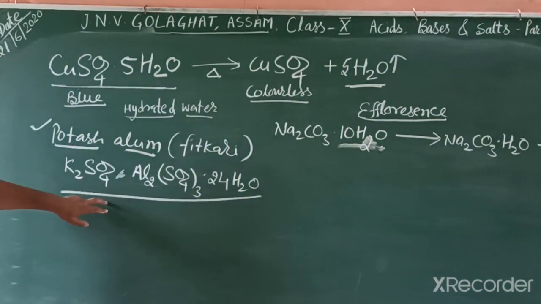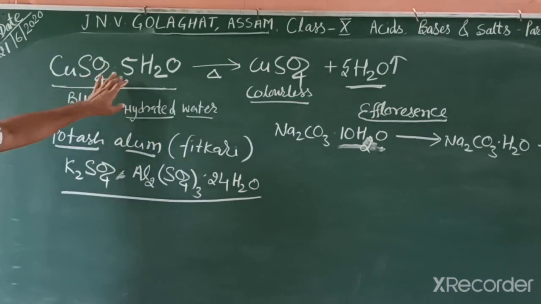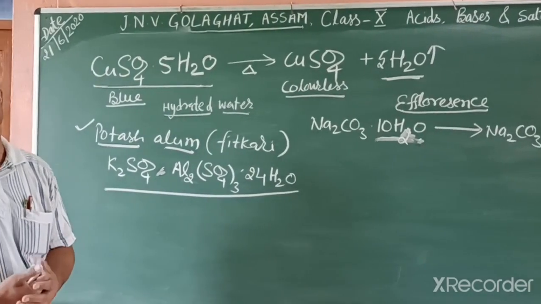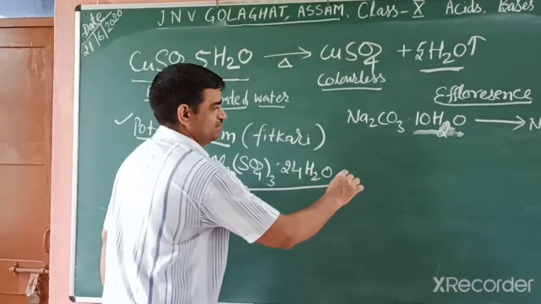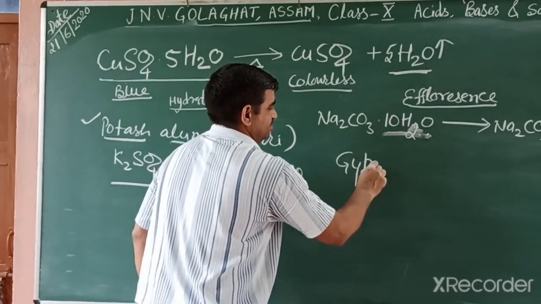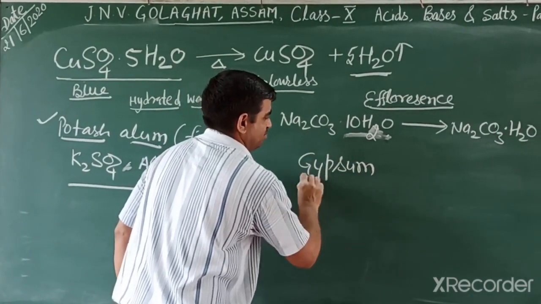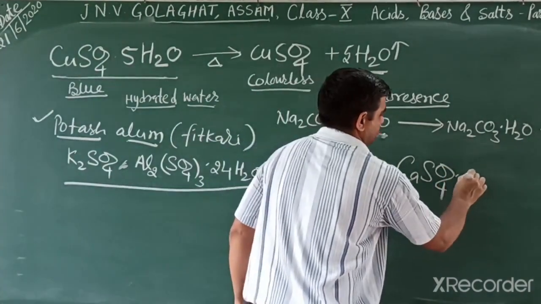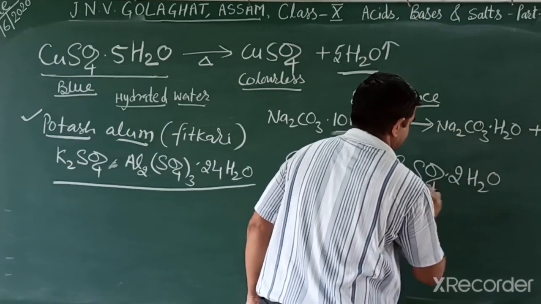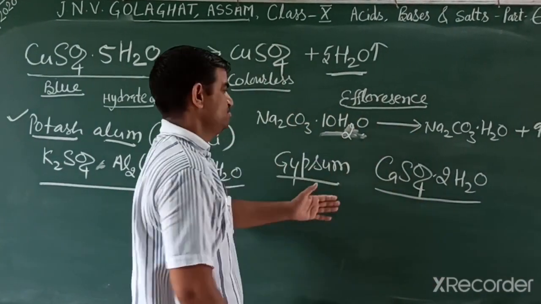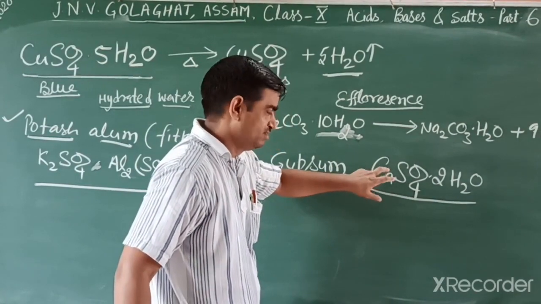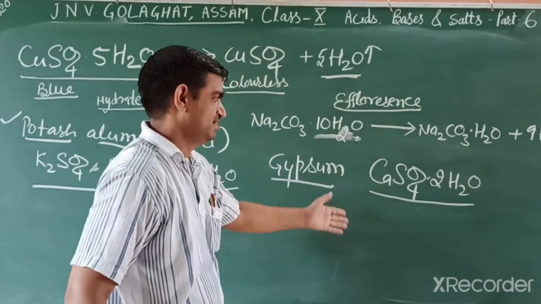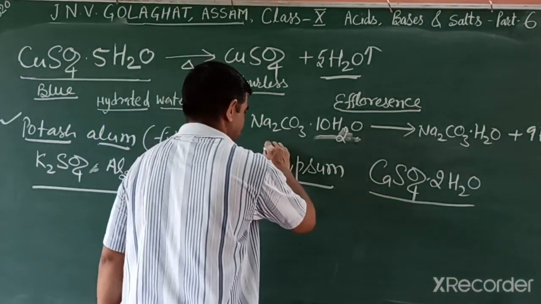So these are hydrated salts: blue vitriol, copper sulfate, washing soda, and potash alum. Another compound that also has hydrated water is gypsum. Gypsum is calcium sulfate dihydrate. Generally, when you write the chemical formula, you should remember calcium sulfate. Some students write copper sulfate, and that is sometimes wrong. So this is also a hydrated salt.